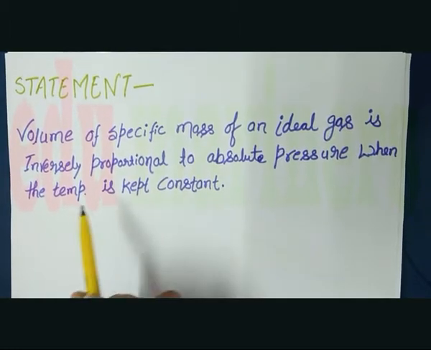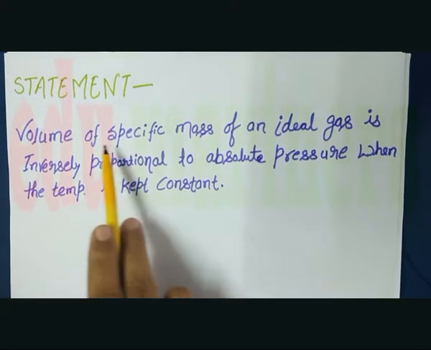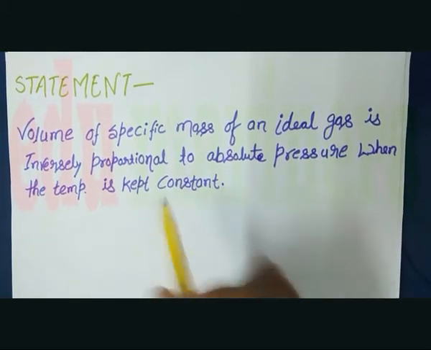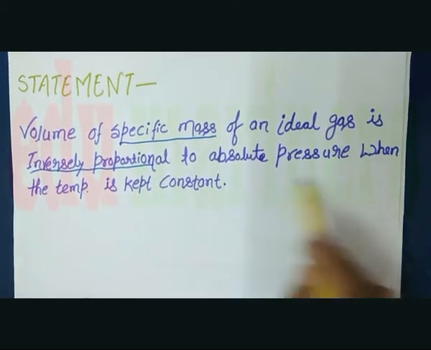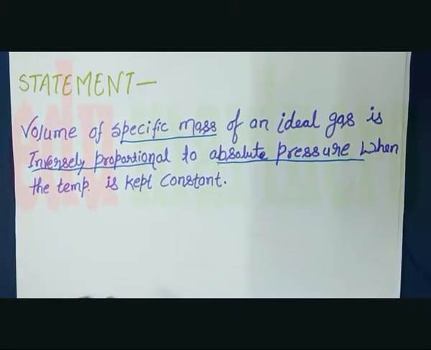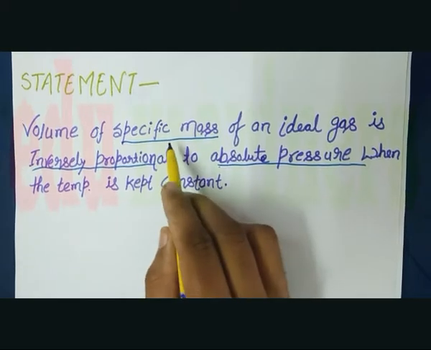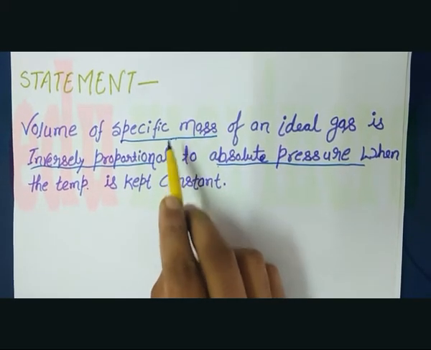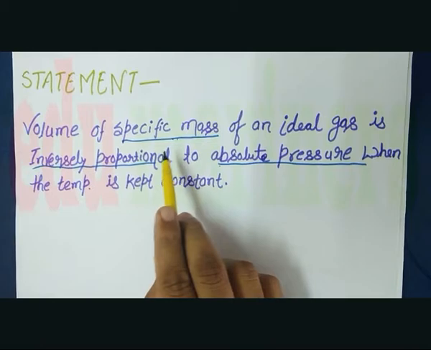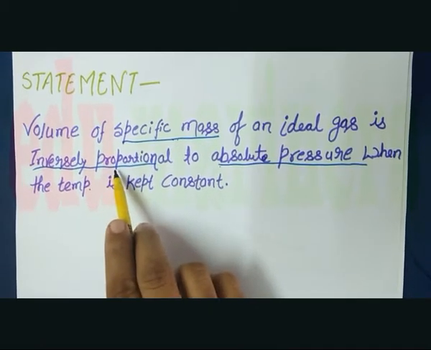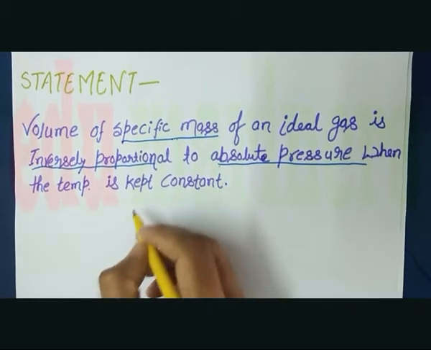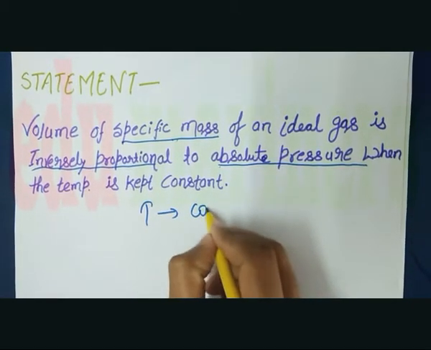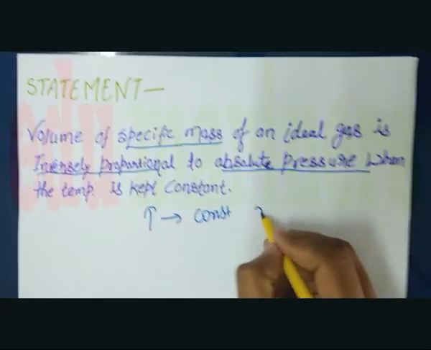So let's see. It's a statement. It states that the volume of a specific mass of an ideal gas is inversely proportional to absolute pressure when the temperature is kept constant. So here two different conditions are there. First one is the mass is constant, which will always be constant for different processes, and the volume is inversely proportional to absolute pressure, and the second condition is the temperature is constant. So here T is constant and mass is constant.